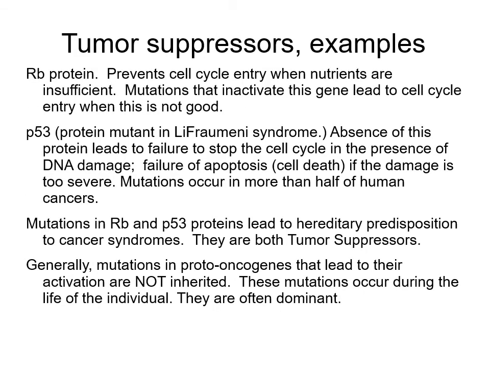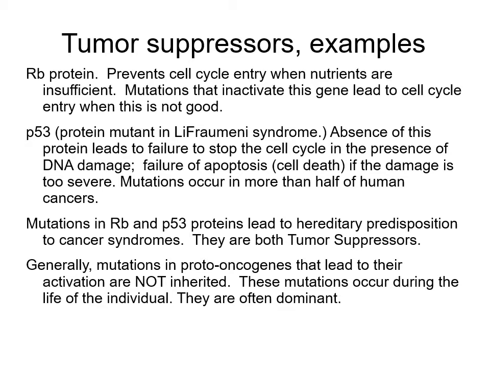So the two we want to talk about a little bit today are the RB protein, which is retinoblastoma. It's the job of the RB protein to prevent cell cycle entry when nutrients are not sufficient. I'll talk about the role of that specifically in a second, but mutations that inactivate this gene lead to cell cycle entry when this is not appropriate.